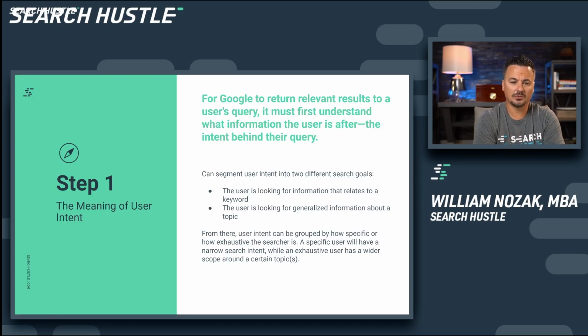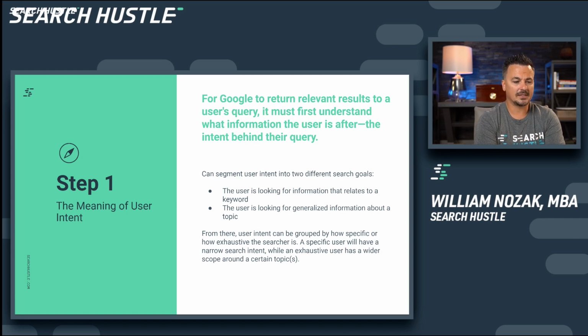For Google to return relevant results to a user's query, it must first understand what information the user is after. That's the user's intent. So what's the intent behind their query? Are they trying to get information? Are they trying to find a place to go to? Are they trying to make a transaction? Are they trying to research it, to DIY it? The algorithm is slowly being built up to understand how people use language and what that means for what they need in a search result.